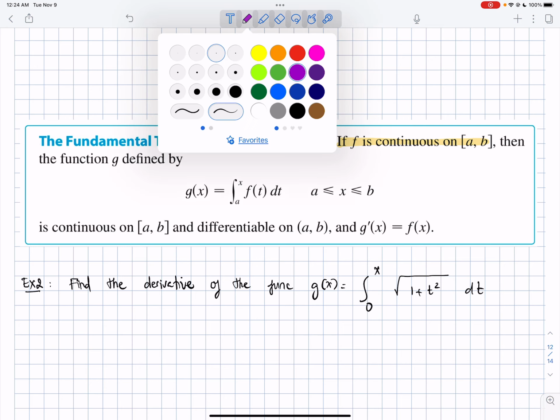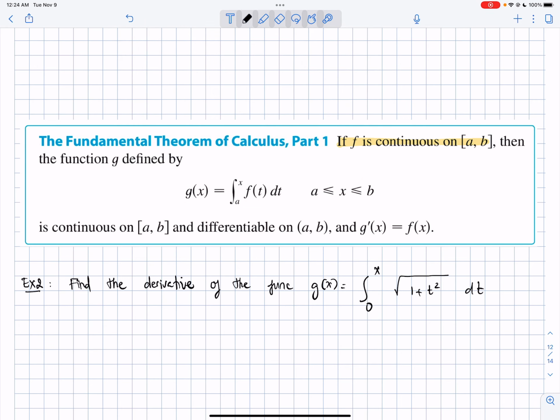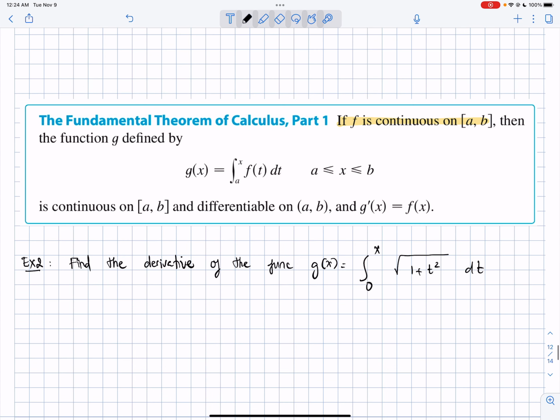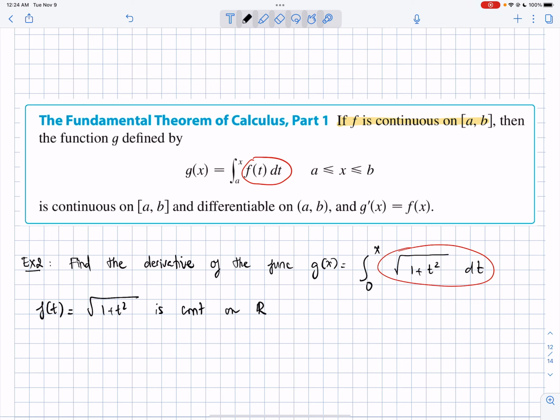Okay, so we make sure that the function f is continuous. So let's look at example number 2. Find the derivative of the function g of x. Okay, so this will be mapping from the theorem. So this is our function f of t, right? So what can we say? f of t, the square root of 1 plus t squared, is continuous. It is continuous on the real numbers because 1 plus t squared is always positive. And also function g is defined as this thing right here.